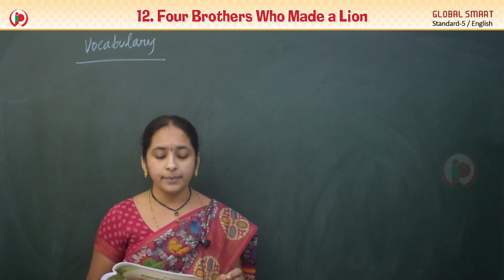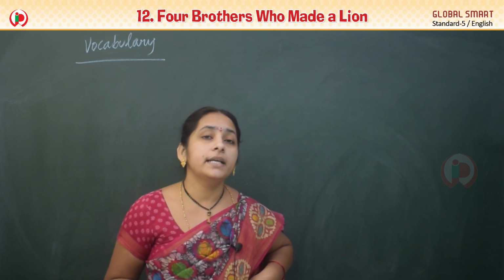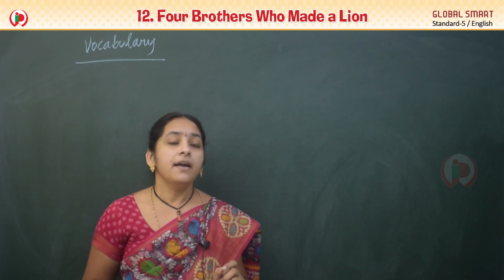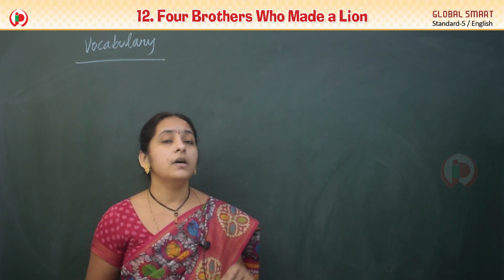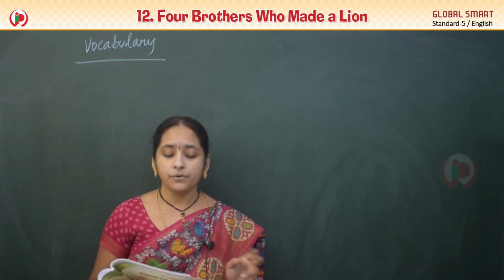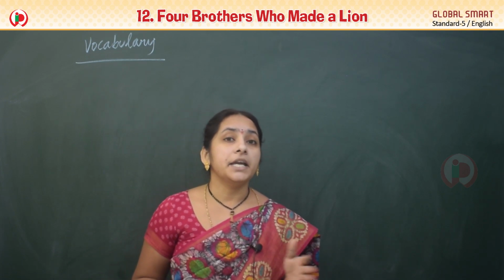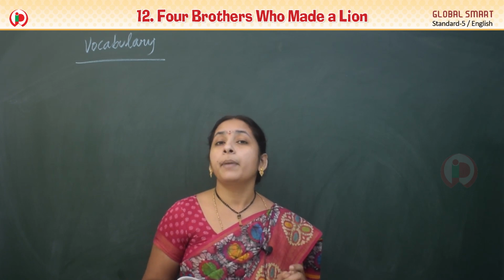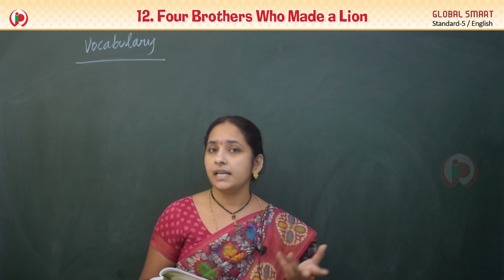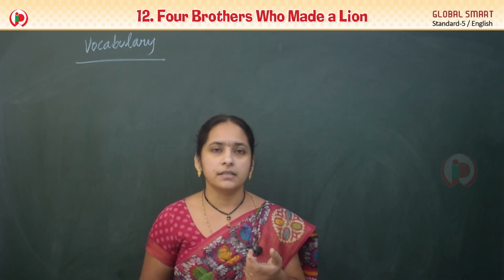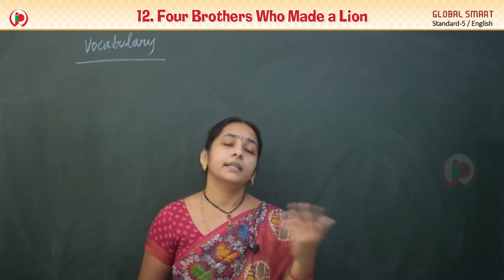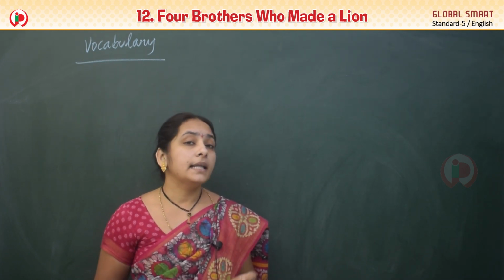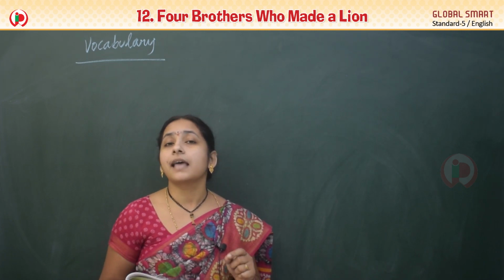A-C-Q-U-I-R-E-D. Acquired means obtained or gained. Next one, ferocious. F-E-R-O-C-I-O-U-S. Ferocious means dangerous. And next one, penniless. Penny means coins, so penniless means no coins. That means poor, no money. And pathetic. Pathetic means sad.